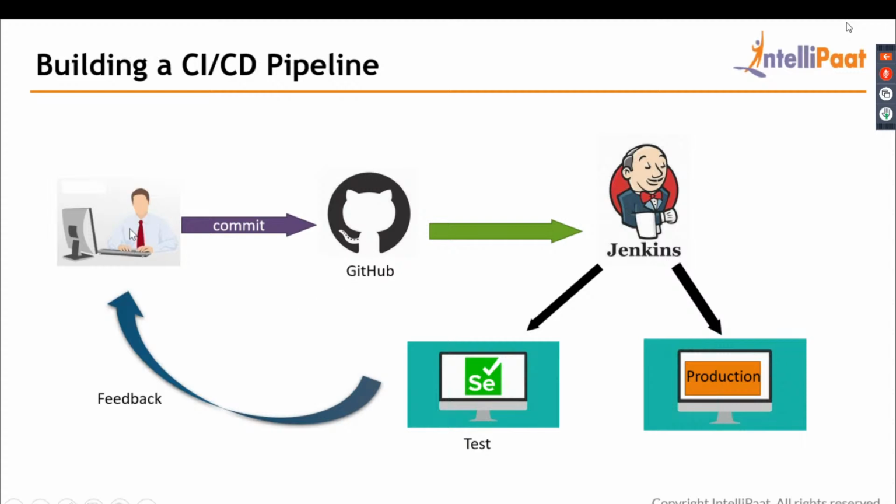See, the programmer or the developer creates the code, commits and pushes it into GitHub. Jenkins will automatically read it and use build tools to build the code and push it into a testing environment. Once the testing is done, if the application is running successfully, then it will be pushed into the production environment.